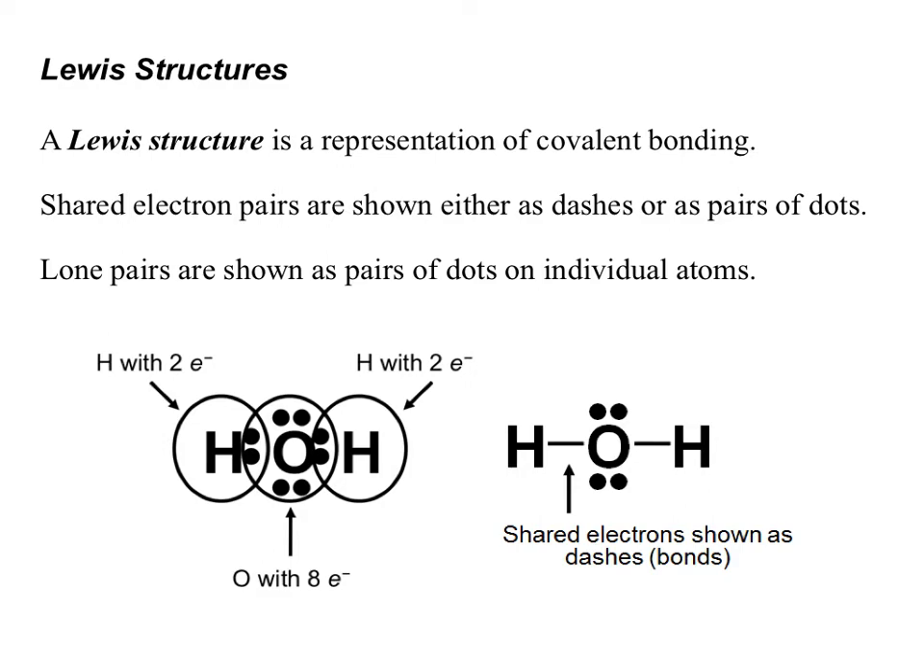So on the left here we see all our electrons shown as dots, and we've highlighted which atoms see which electrons. So you'll notice that both hydrogens have 2 electrons and oxygen has 8. We can also represent the shared electrons as dashes. So on the right we see the structure of water where the shared electrons are shown as dashes. These shared electrons are of course referred to as bonds.